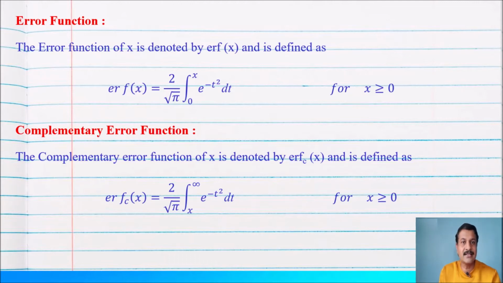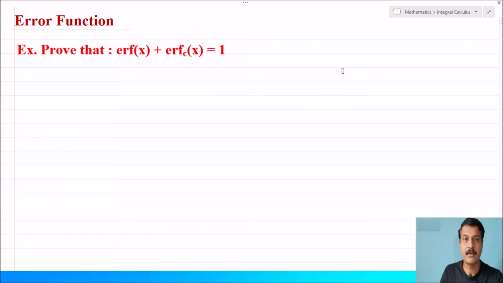So let's consider some examples on these, along with some properties of the error function and the complement of the error function. Very important properties are there. So let's start. First, consider the properties of the error function. Which are the properties? As an example, prove that error function of x plus complement of error function of x equals 1.